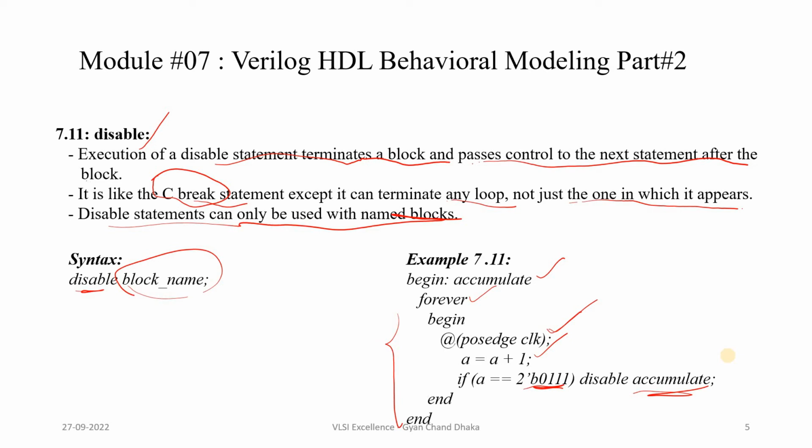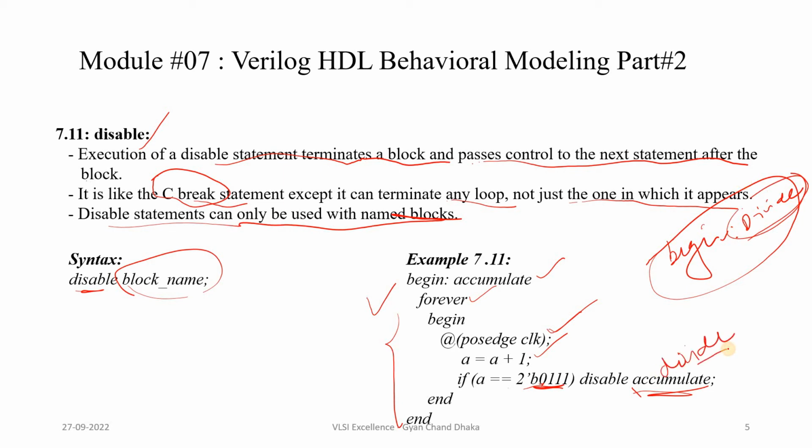This example is similar to the C break statement, but what else we can also do here is, suppose we have another block here, divide. We can also disable this particular divide block from this block. For example, in this block itself, when the value of A is 7, we want to disable this divide block. So here we can disable it. What we are doing is, from one block we are disabling another. I hope this is very much clear, and also the difference between the C break statement and the Verilog HDL disable statement.